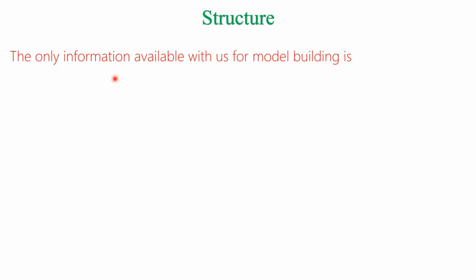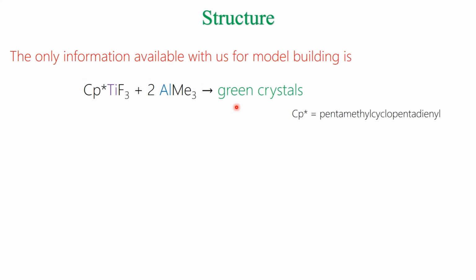So before going to the refinement part, let's have a look at the expected structure. The only information available with us before the refinement is that some Cp star titanium trifluoride is mixed with methyl aluminium and we are getting green crystals, where Cp star is the pentamethyl cyclopentadienyl anion.